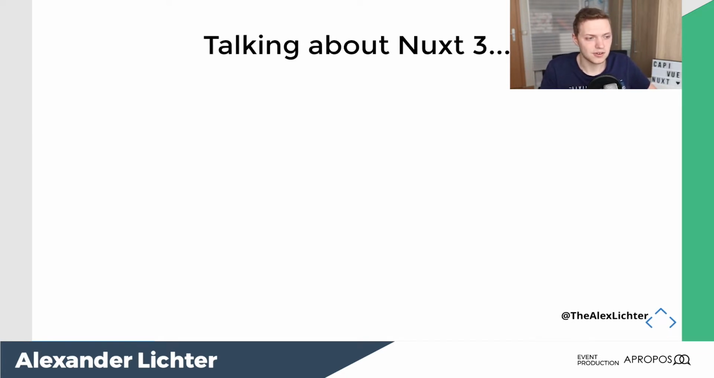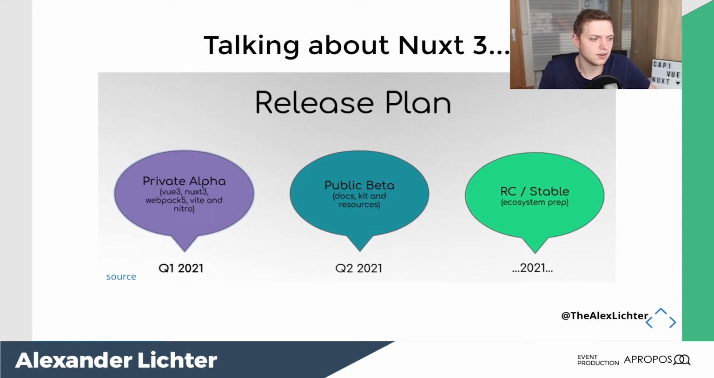Yeah, and talking about Nuxt 3, there is a release plan now. So Q1, private alpha. Q2, public beta. Yeah, this will be pretty cool, coming soon. I mean, Q2 is not that far away. Actually, we're in Q2, so the public beta might not be that far away. And then throughout the year, at some point, RCs, stable releases, and so on, helping the ecosystem to prepare and catch up. So yeah, this will be pretty cool. Stay tuned. But well, that's it.